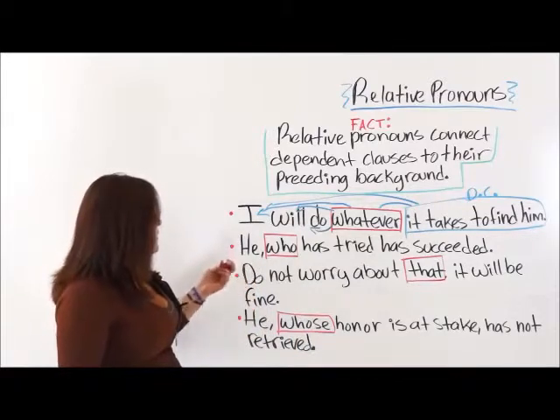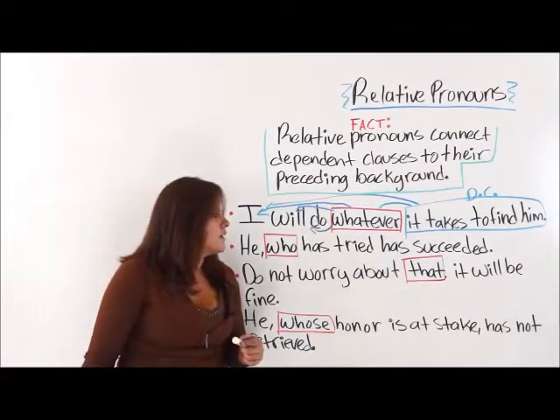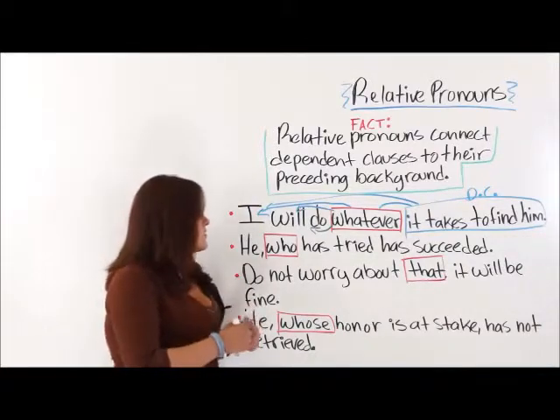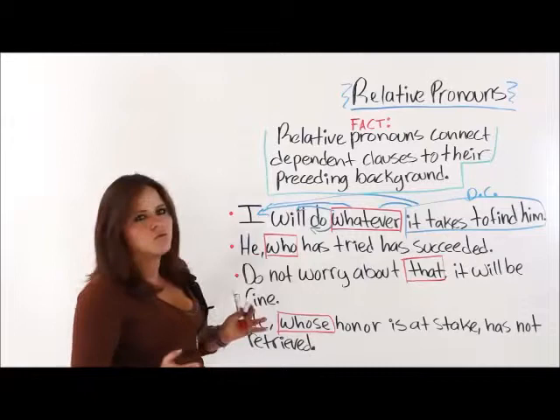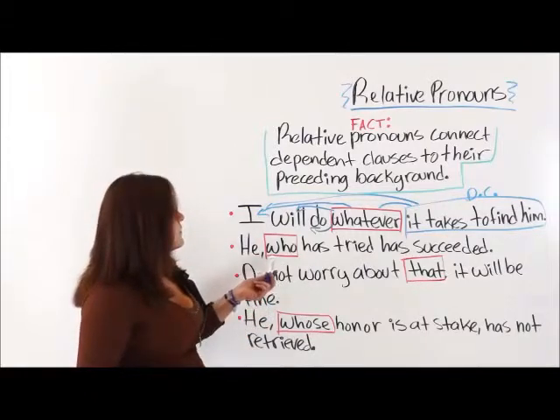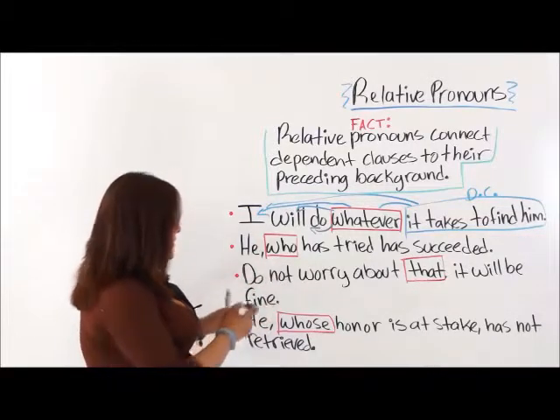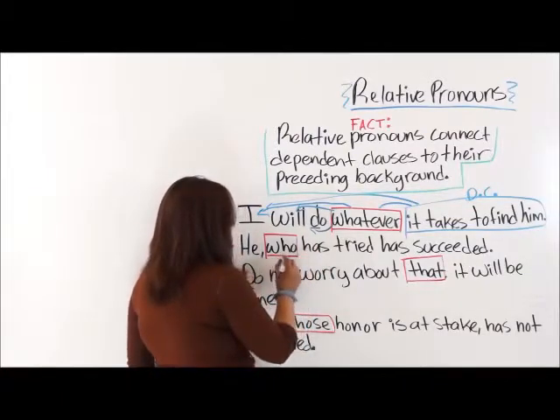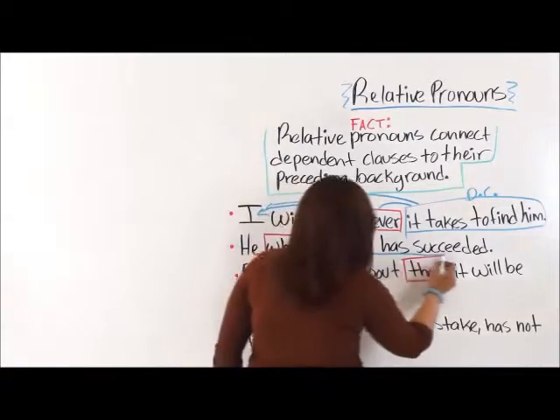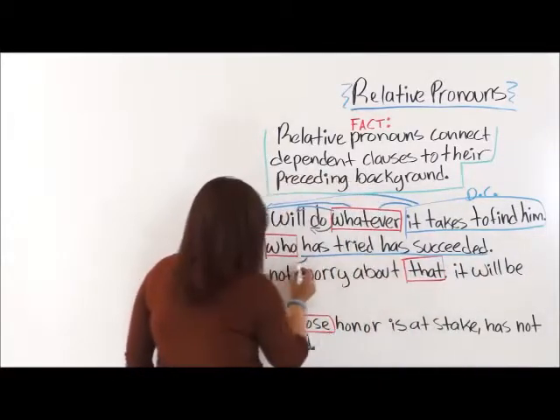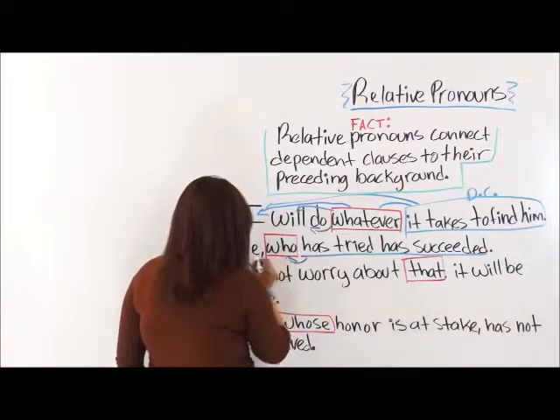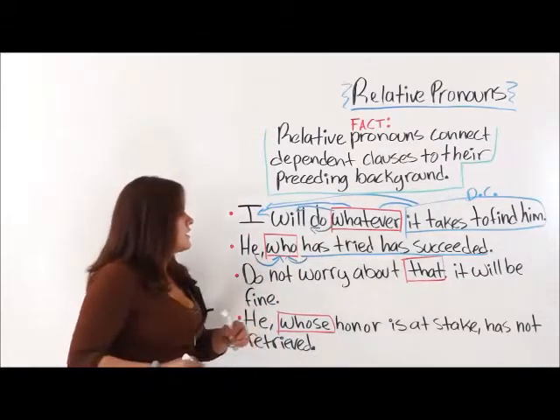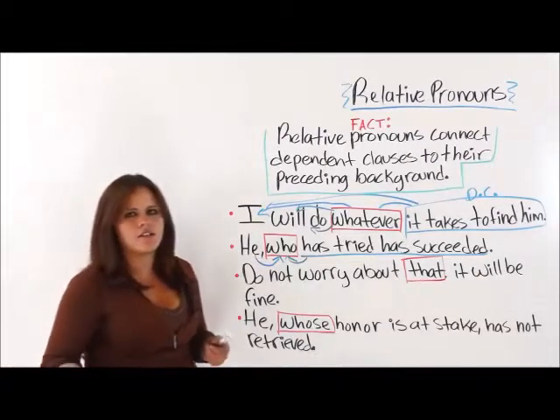The second one says, he who has tried has succeeded. As you can see, I highlighted who. This is the relative pronoun. So it connected. Has tried, has succeeded, does not have a subject. So we need who to connect the subject here to make sense. He who has tried has succeeded.